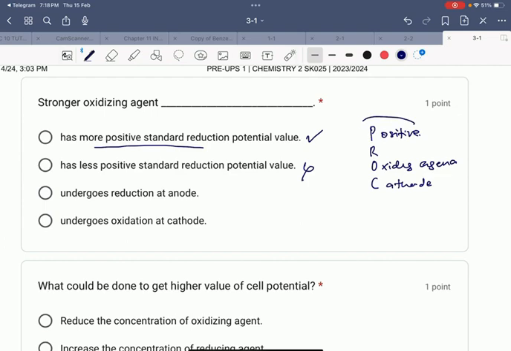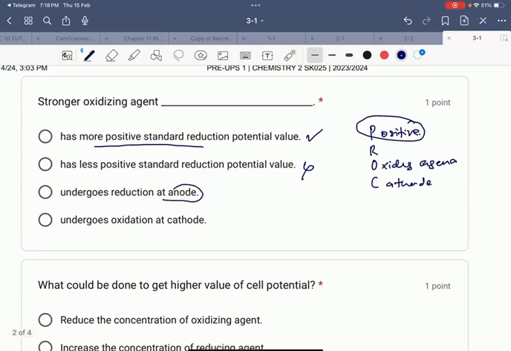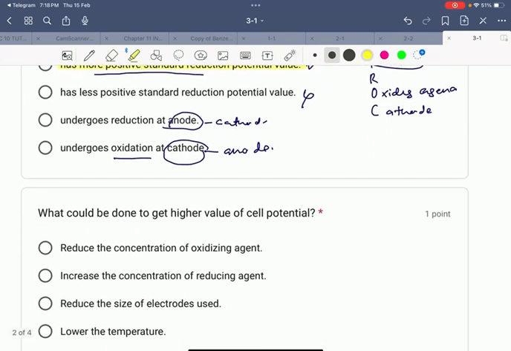Has less positive standard reduction potential, incorrect. The best oxidizing agent will have more positive value. Undergoes a reduction at anode. Reduction only occurs at cathode. Okay, undergoes oxidation at cathode. Oxidation occurs at anode. So the best choice is option 1. Has more positive standard reduction potential value.